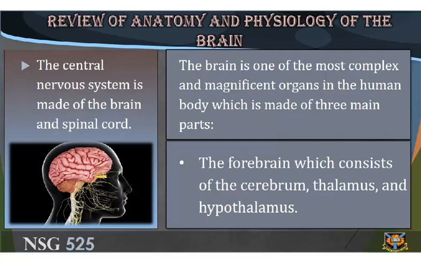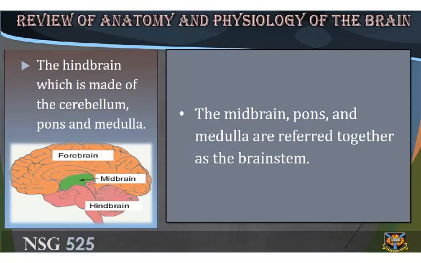The central nervous system is made up of the brain and spinal cord. The brain is one of the most complex and magnificent organs in the human body, which is made up of three main parts. The forebrain, which consists of the cerebrum, thalamus, and the hypothalamus. The hindbrain, which is made up of the cerebellum, pons, and the medulla. The midbrain, pons, and medulla are referred to together as the brain stem.